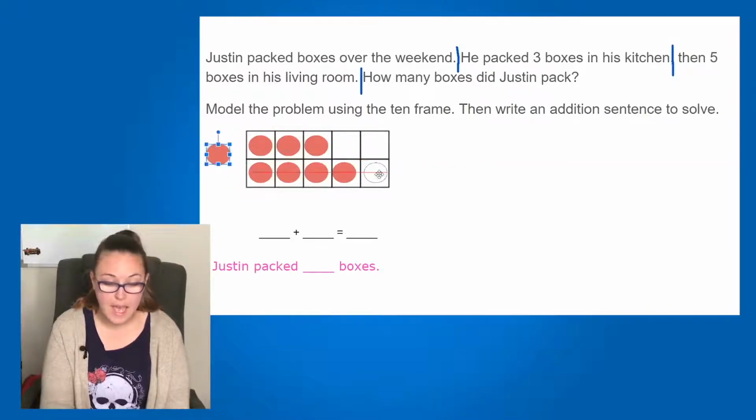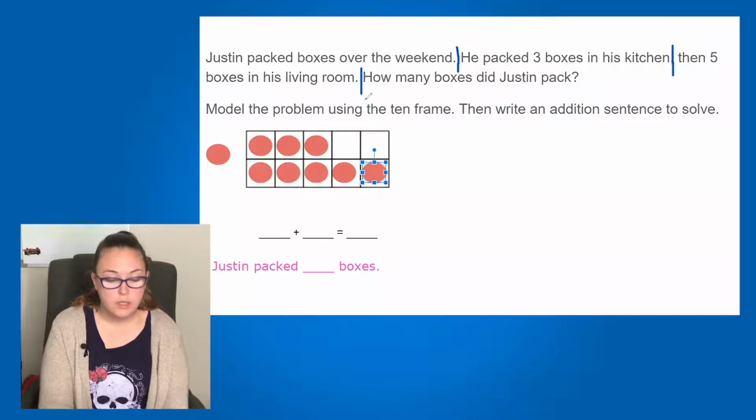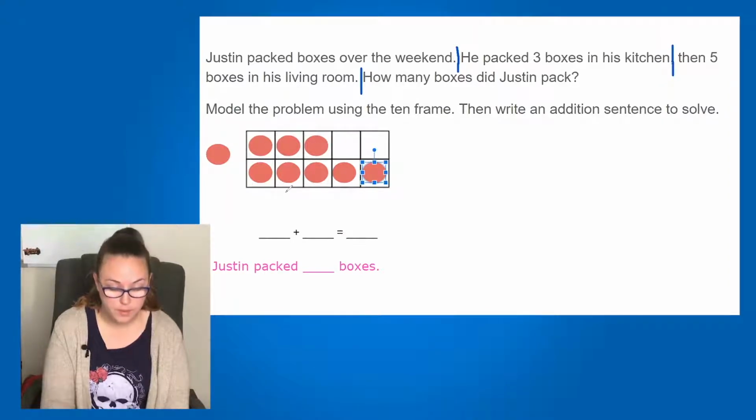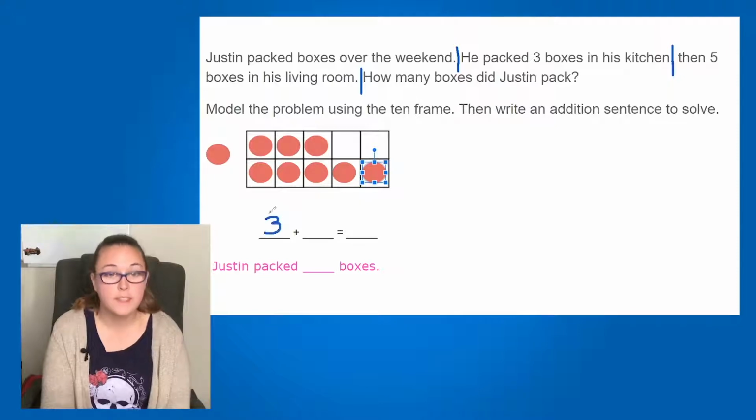Next, we need to add a number sentence to our work here. So let's talk about the first number. How many counters are on the first row of the 10 frame? That's right, 3 counters. And on the second row, we know there are 5 counters.